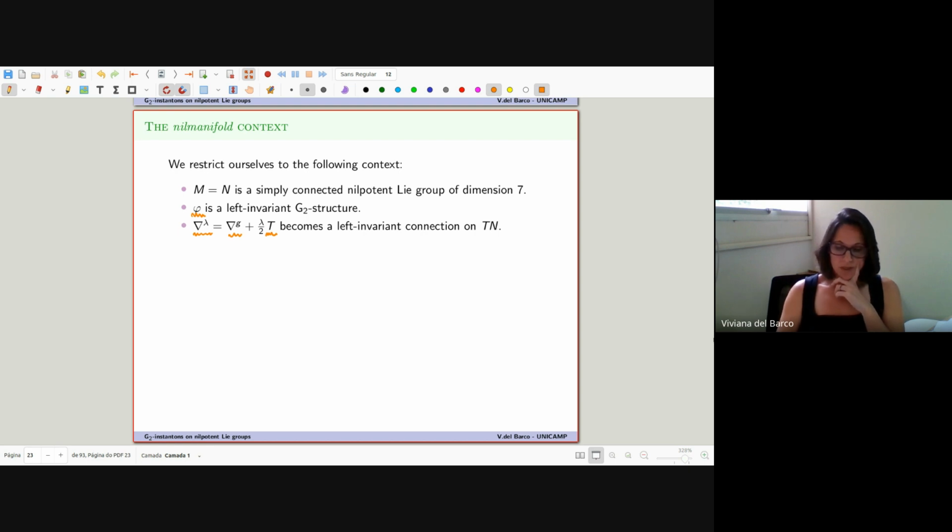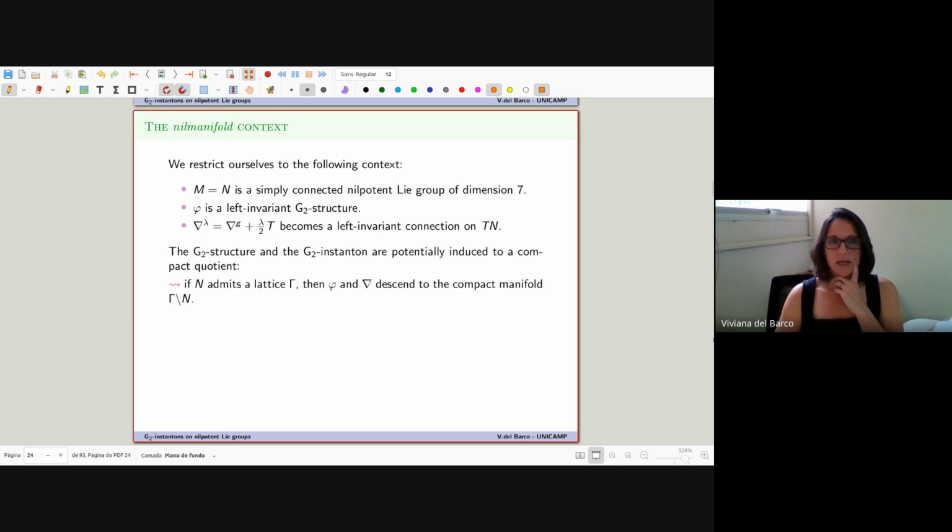Okay, so this means that we are able to work at the Lie algebra level. But before going to the Lie algebra, I want to say that when you work with G2 structures and G2 instantons which are left invariant, then they are potentially induced to compact quotients, which means the following: if the nilpotent group has a lattice, then the G2 structure and the G2 instanton descend to a compact manifold, which is the quotient of the Lie group by a lattice.